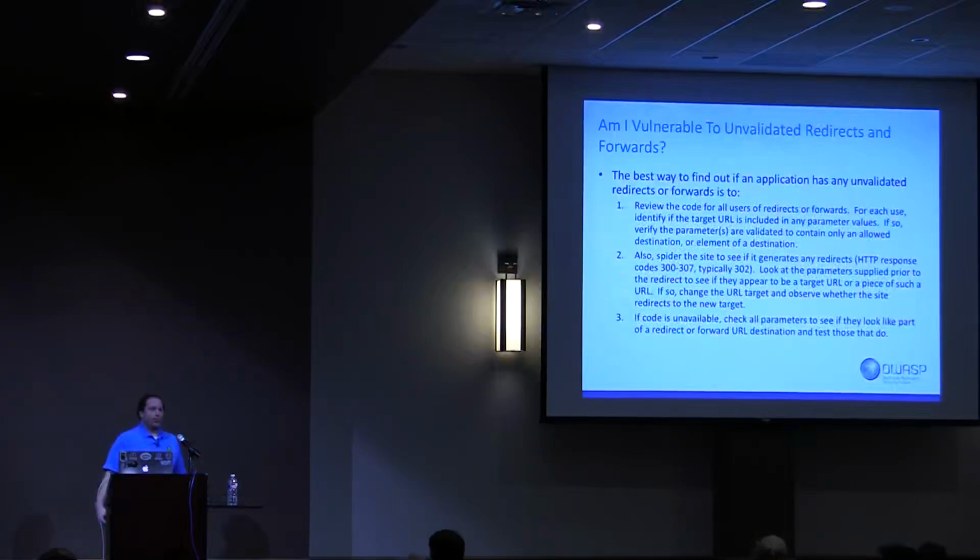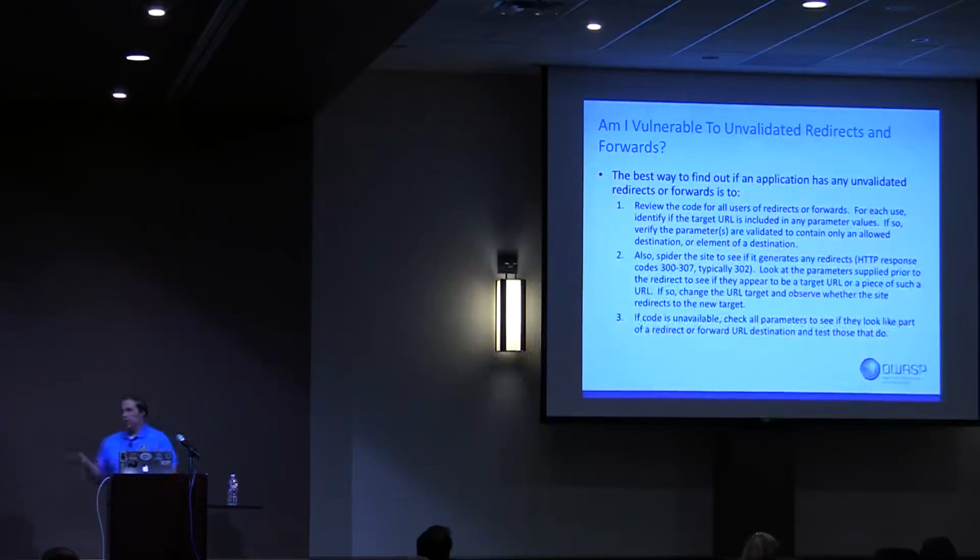So am I vulnerable? The best way to find out if an application has any unvalidated redirects or forwards is to first review the code for all uses of redirects or forwards. And for each use, we want to look at whether the target URL is included in any parameter values. And if a target is in a parameter value, then we check to see if that's actually validated. And if it's not validated to only allow certain destinations or some element of a destination, then we probably have an unvalidated redirect.